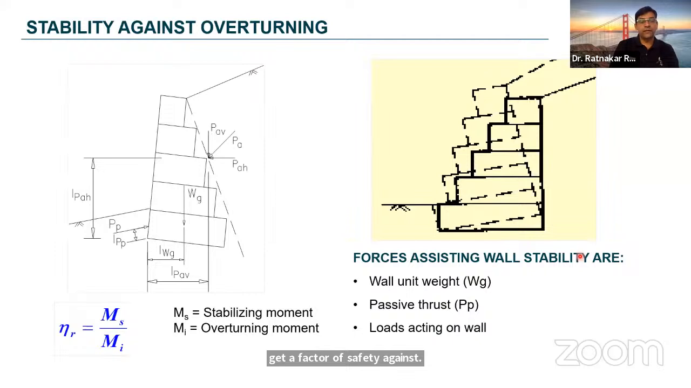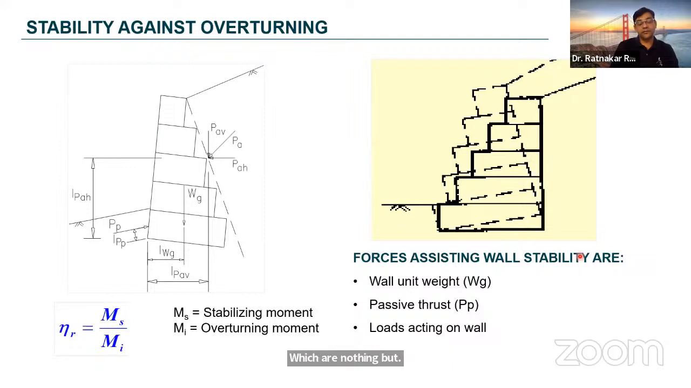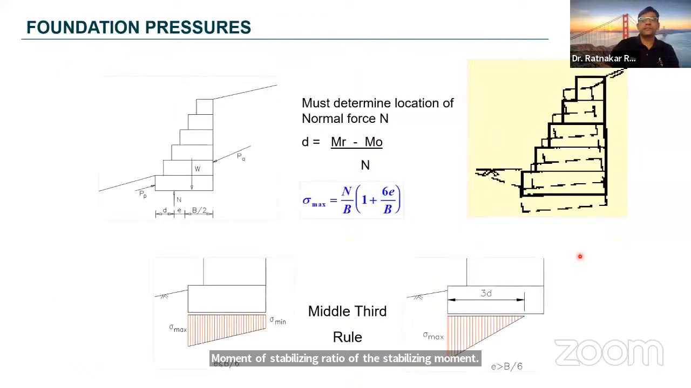When you take moments of all these forces at the toe of the structure, there will be clockwise moments and anti-clockwise moments. So, of course, the stabilizing moments are the clockwise moments in this figure, and overturning will be the anti-clockwise moment. Now, if you take the ratio of the stabilizing moment Ms to the overturning moment Mo, you will get a factor of safety against overturning.